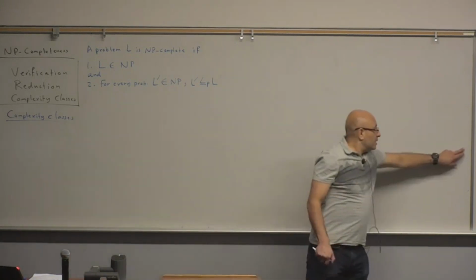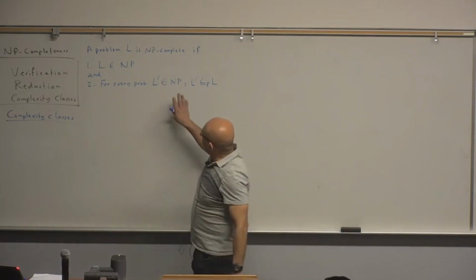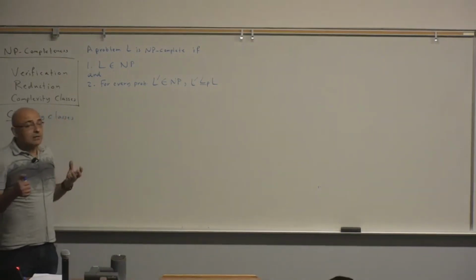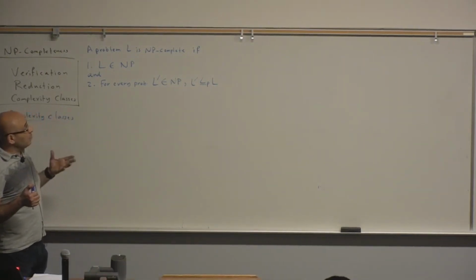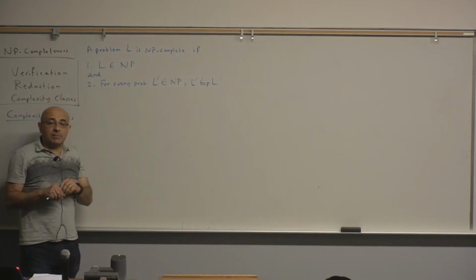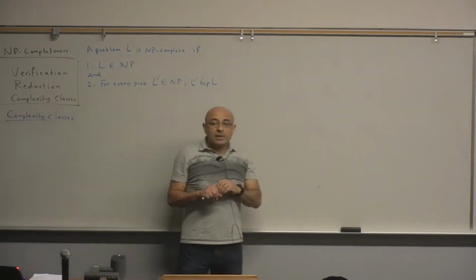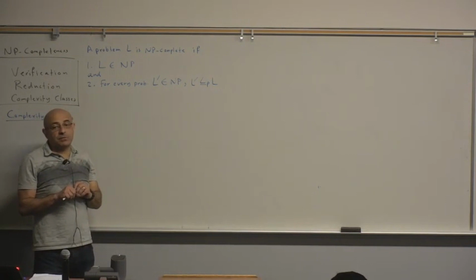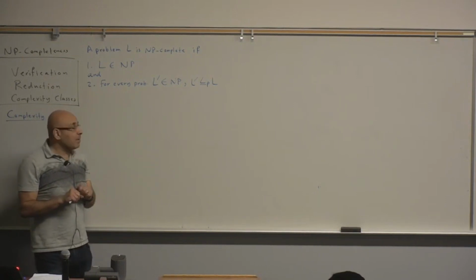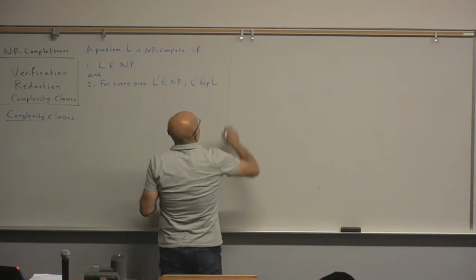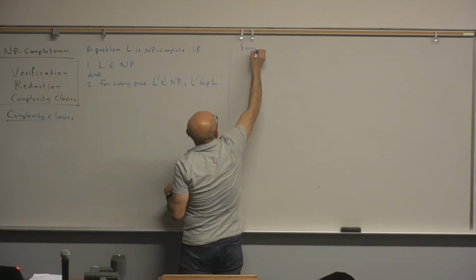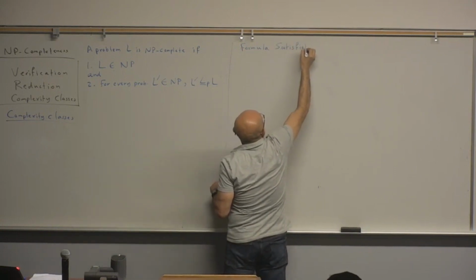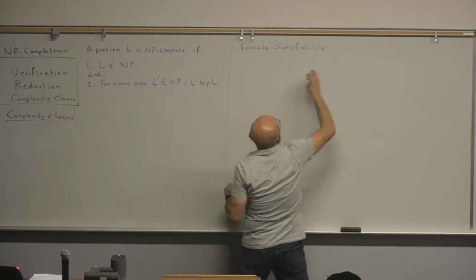Okay? Now, this means that using this approach, in order to prove a problem to be NP complete, we will have to prove that every problem in NP is reducible to that problem, and that's hard. That kind of proof had to be done for the very first problem that was proven to be NP complete. So that problem was formula satisfiability, or let's call it SAT.